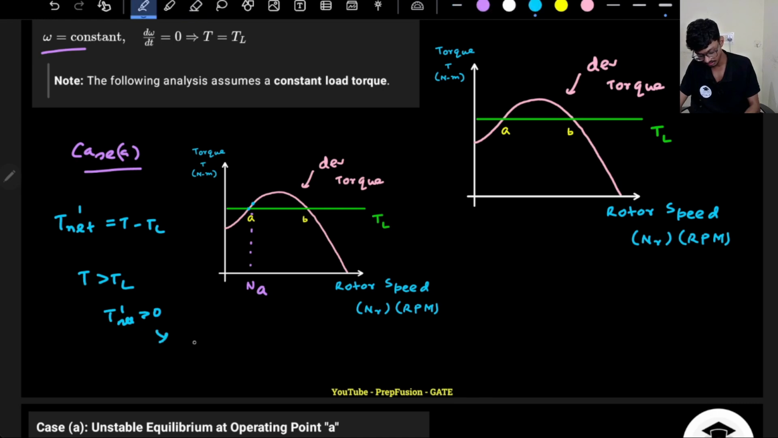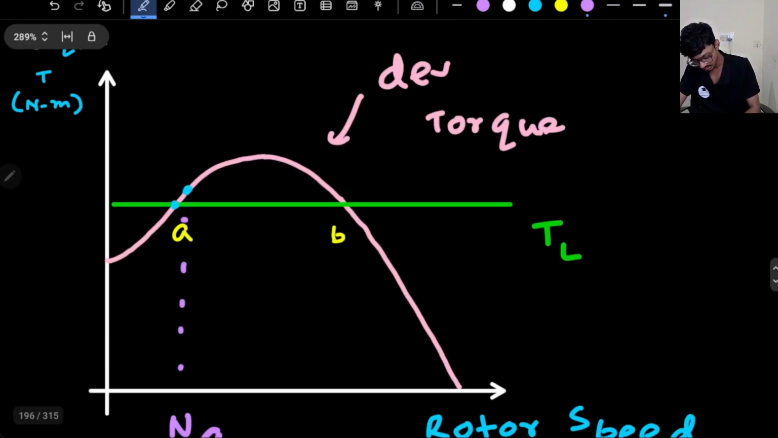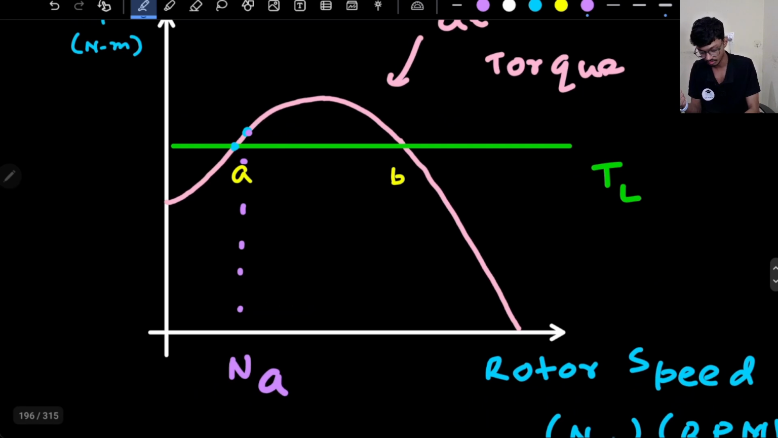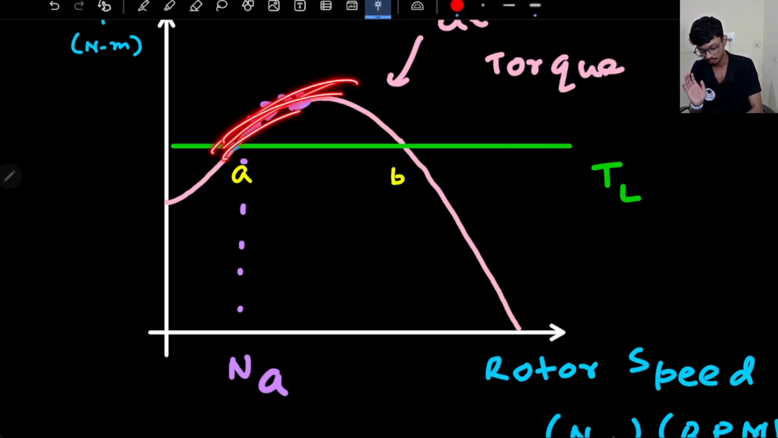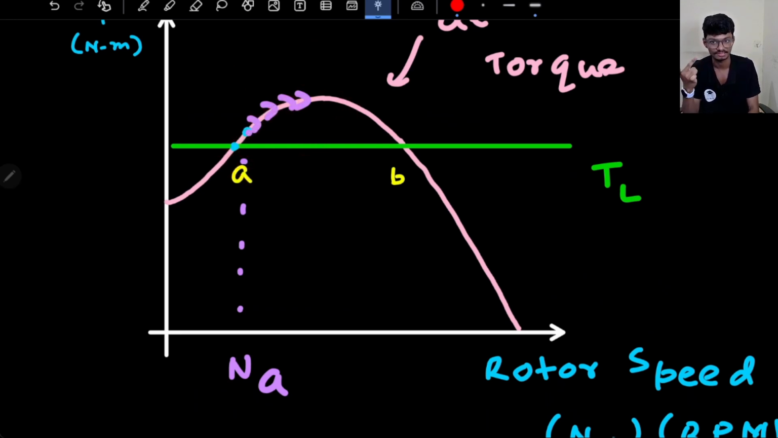If there is acceleration, that basically means speed increases. So what can I conclude from this? The conclusion is that if I give it a small disturbance on the right hand side, that further increases the speed even more. So basically the developed torque will keep on increasing further.